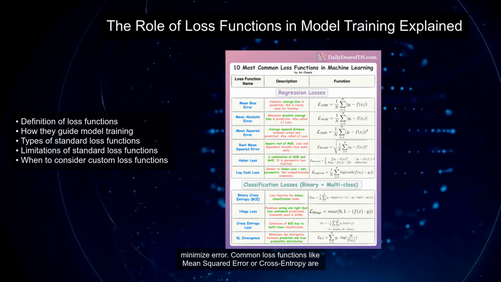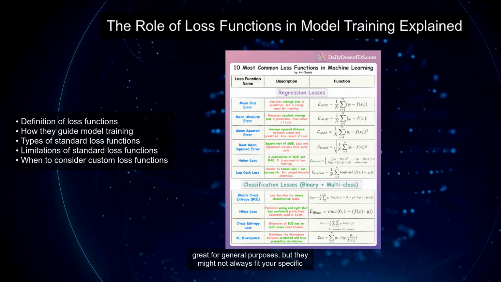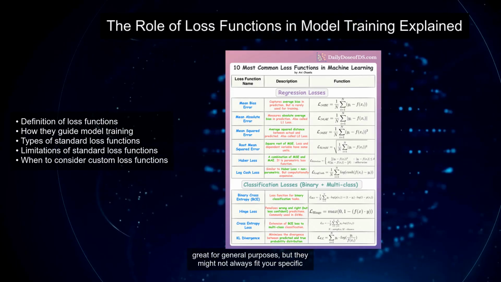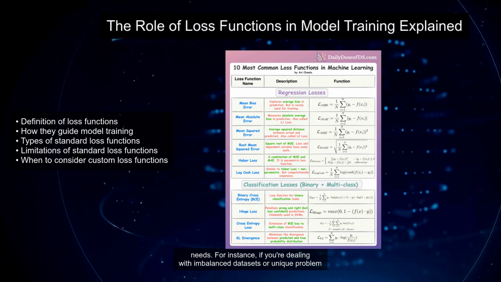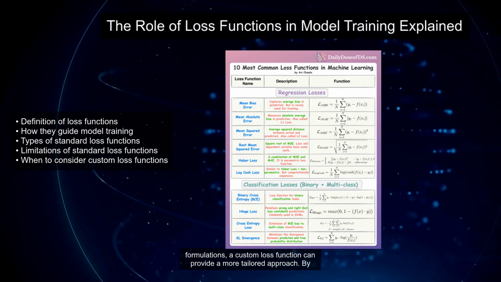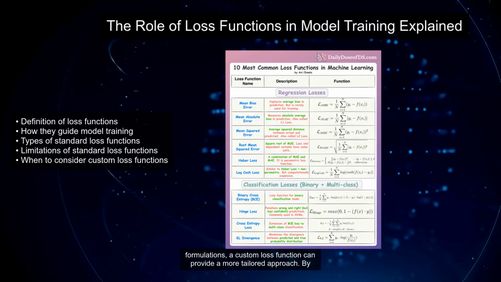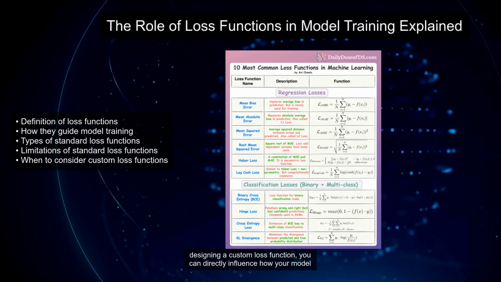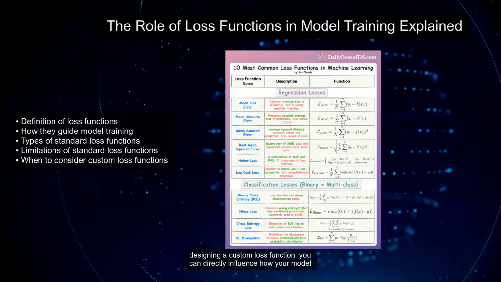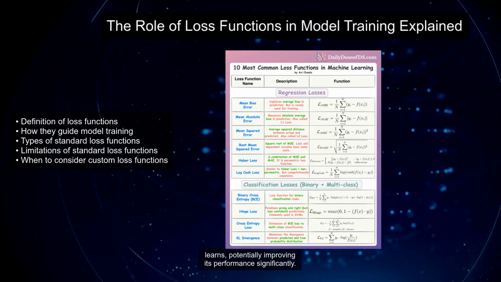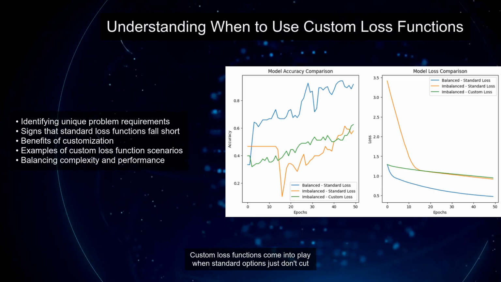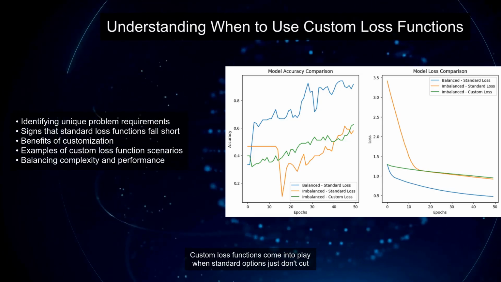Common loss functions like mean-squared error or cross-entropy are great for general purposes, but they might not always fit your specific needs. For instance, if you're dealing with imbalanced datasets or unique problem formulations, a custom loss function can provide a more tailored approach. By designing a custom loss function, you can directly influence how your model learns, potentially improving its performance significantly.